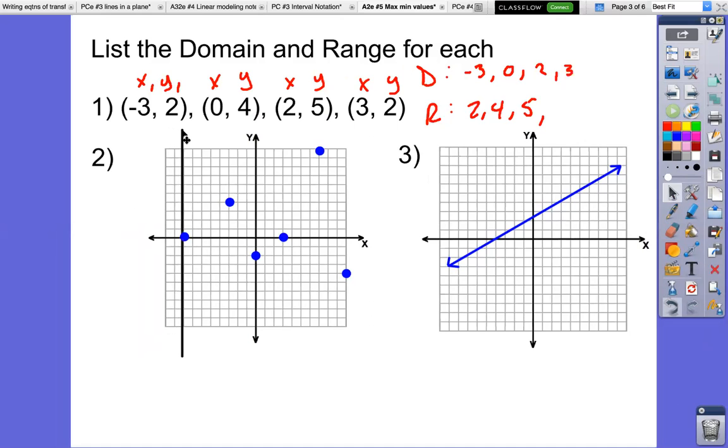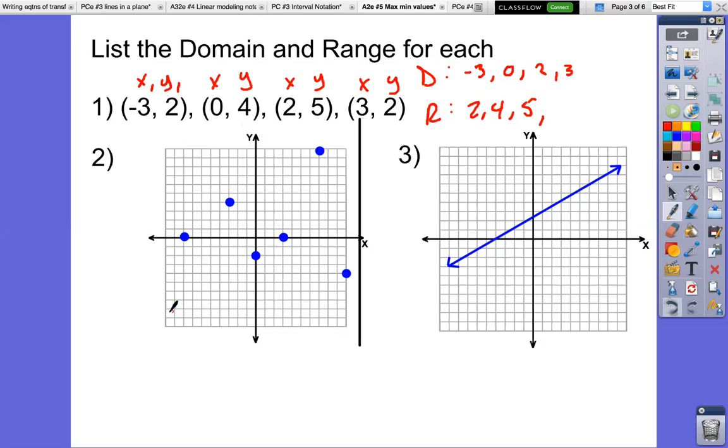So my domain is -8, -3, 0, 3, 7, and 10. So your domain is just where your X values are.